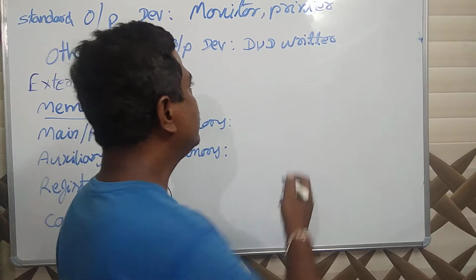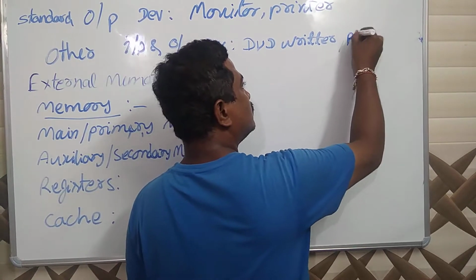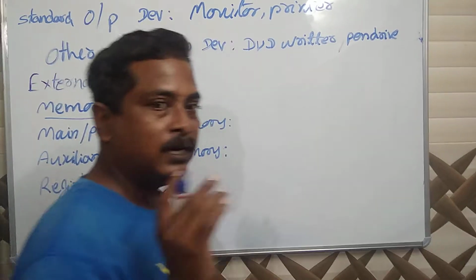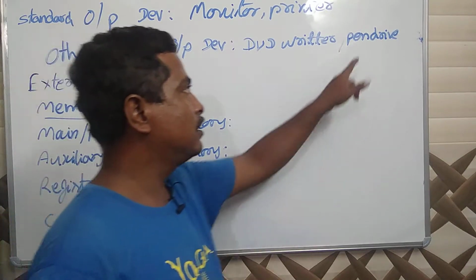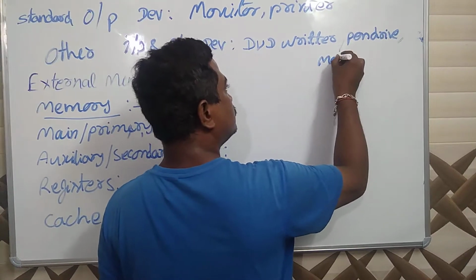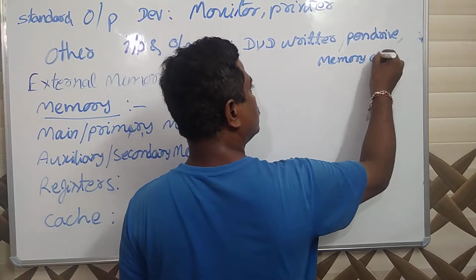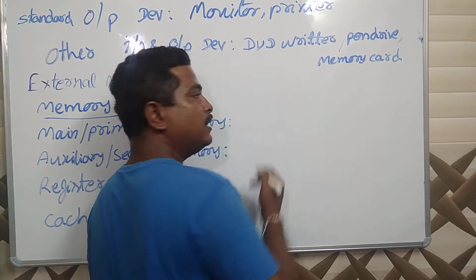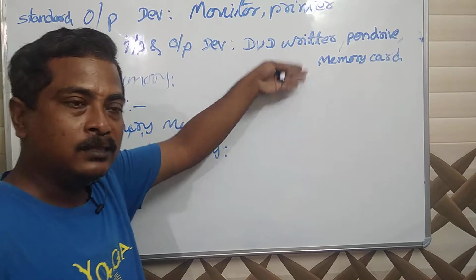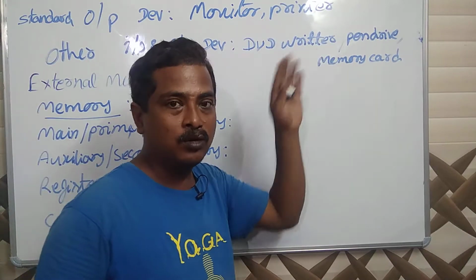Similarly, a pen drive is also there. You can read from it and write to it. Both actions can be performed. Similarly, a memory card. These are memories. Again, memory will come later. These can also be considered input-output devices.